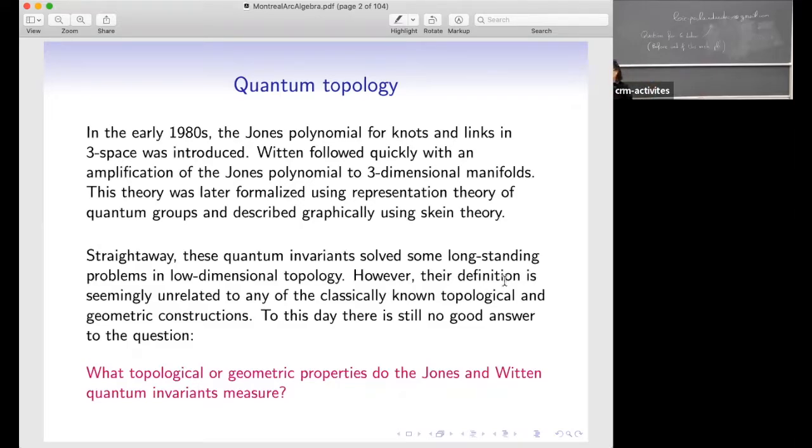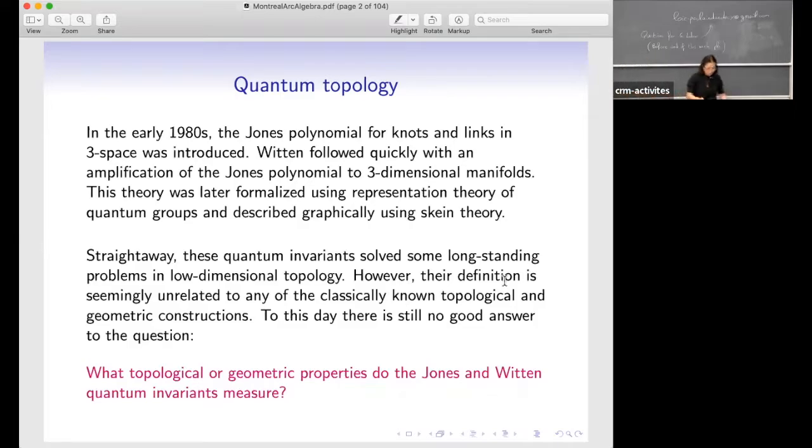But after that first little rush, there wasn't very much to do with it, right? We didn't know how to use it, how to apply it. It was good at telling 3-manifolds apart, but not that great. And really the question we wanted to know was, okay, there's this invariant, a Jones polynomial for knots, the Witten-Reshetikhin-Turaev one for 3-manifolds. What in the world does it measure? Does it measure genus? Does it measure volume? Does it measure length? What is this thing?